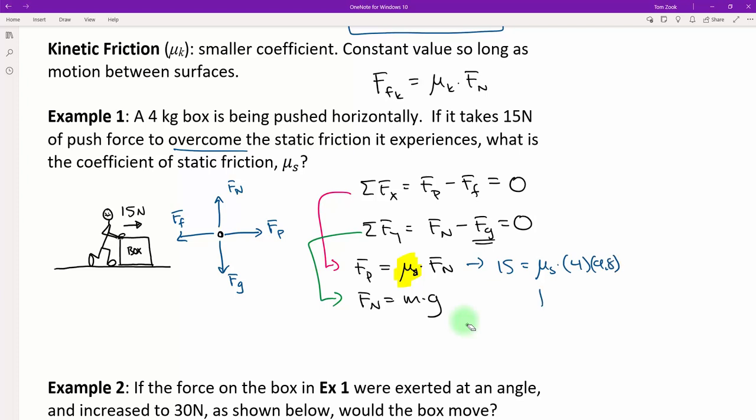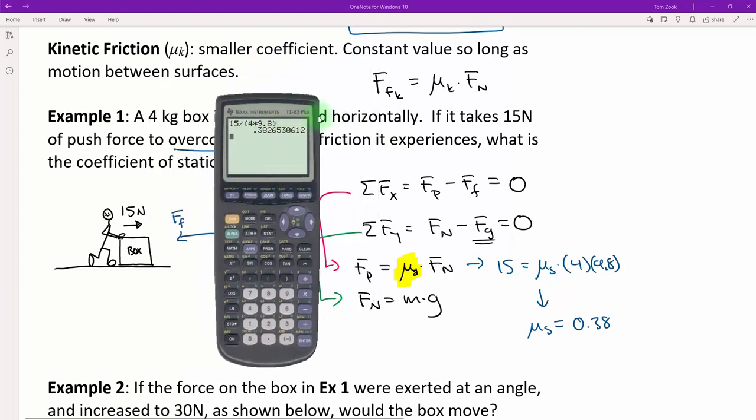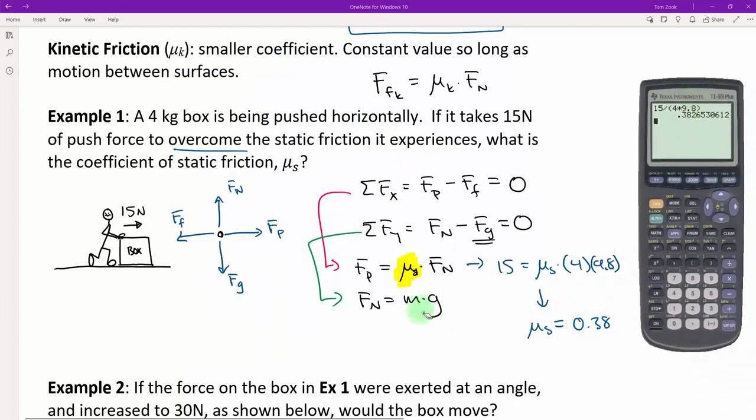If I do the old calculation on that, now's where I'm going to pull my calculator back on the screen. I would have 15 divided by 4 times 9.8. And I get 0.383, or let's just call it 0.38. Again, there's no units for the coefficient of friction. It's just a number. So this number essentially says that whatever the normal force is acting on this box, I've got to exert 38% of that force just to get it to budge.